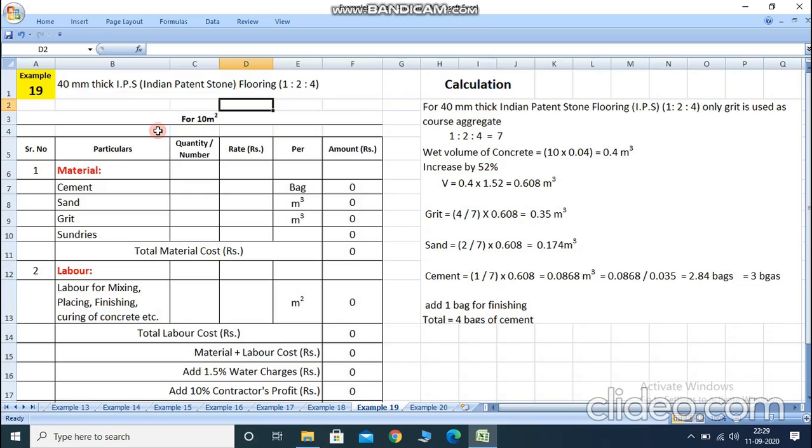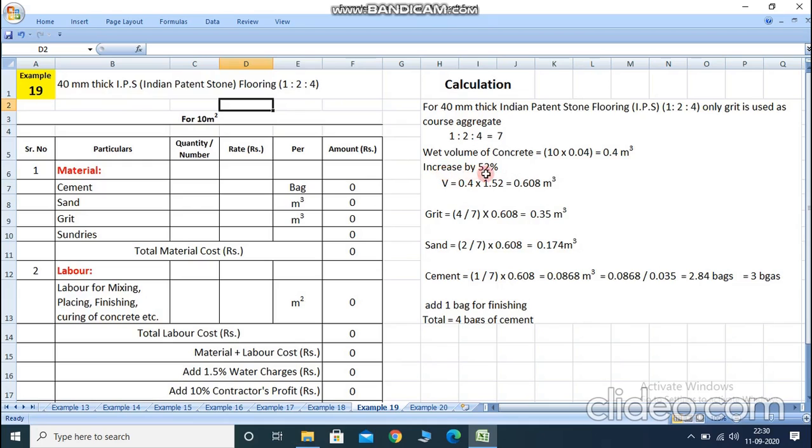So first we calculate the total quantity of the cement, sand and grit required. Here for a 40 mm thick Indian pattern stone flooring, IPS 1:2:4, only grit is used as a coarse aggregate. Now the summation of 1:2:4 is 1 plus 2 plus 4 equals 7. Now we calculate the volume of the concrete for 10 meter square. So 10 multiplied by 0.04 is the volume of the concrete, 0.4 meter cube.